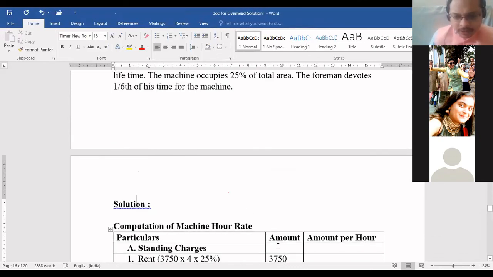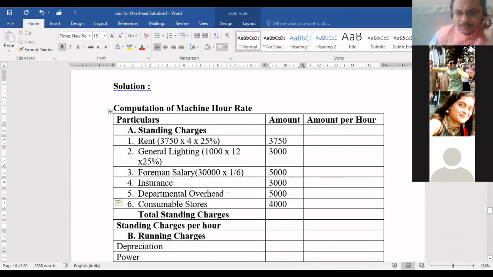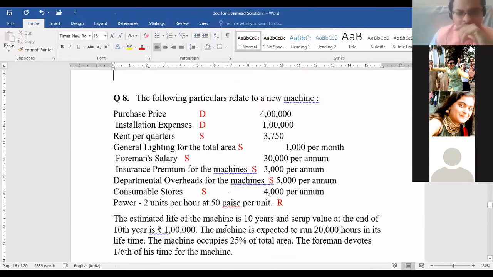Come on, tell me what is the total standing charge? 23,750. Now this is for 1 year, bacha. Again, we want it per hour, correct? So what is the number of hours the machine is going to run for a year? Again, read it very carefully. The machine is expected to run 20,000 hours in its lifetime, not for 1 year.